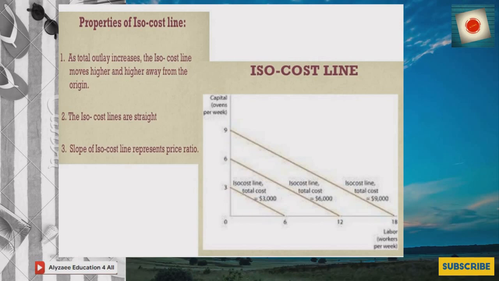So when we move ahead to having more capital in hand, looking at number 6, definitely we will be hiring more workers, more laborers. So the isocost total cost will be at $6,000, and the same will go for the next line. So it means as capital increases, the number of workers or laborers increases, and the line pushes from $3,000 to $6,000, $6,000 to $9,000, and this is how it is presented here. One point needs to be noted here, that the slope of the isocost line represents the price ratio.